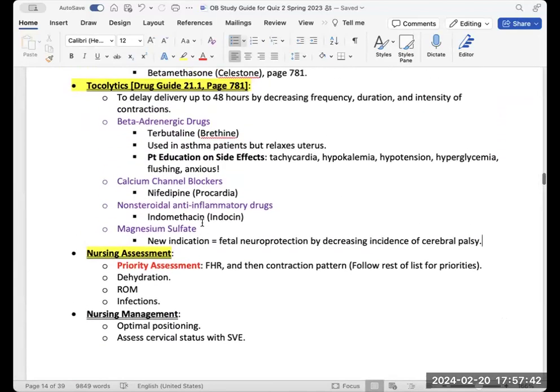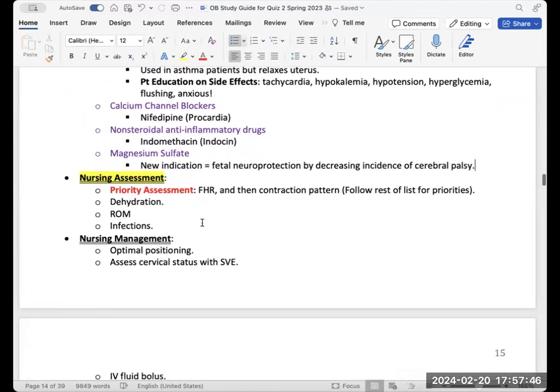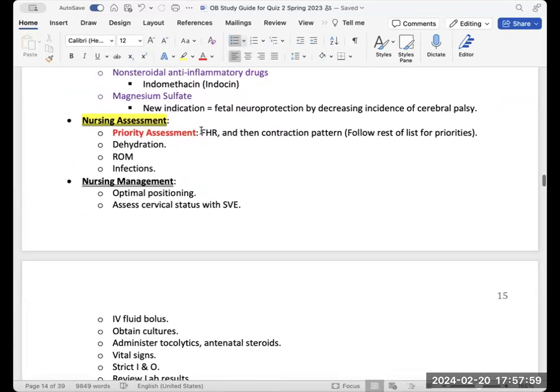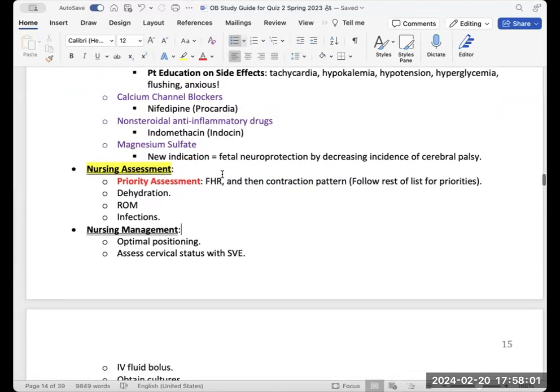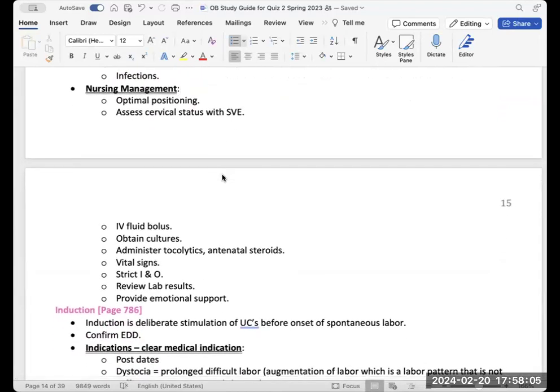Always priority, fetal heart rate, then contraction pattern, then dehydration, because we said our priority intervention for someone who has preterm labor is hydration, right? Also range of movement and infections. But priority is fetal heart rate. Because remember, what do we say? UTIs can cause preterm labor. Management: positioning, assess the cervical status, right?